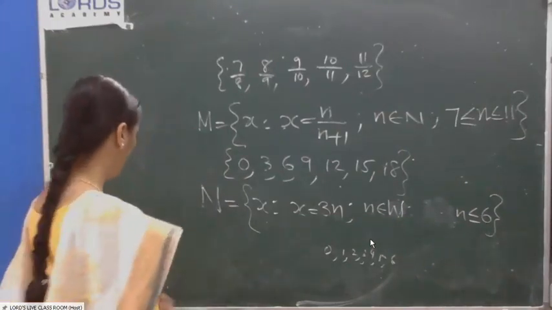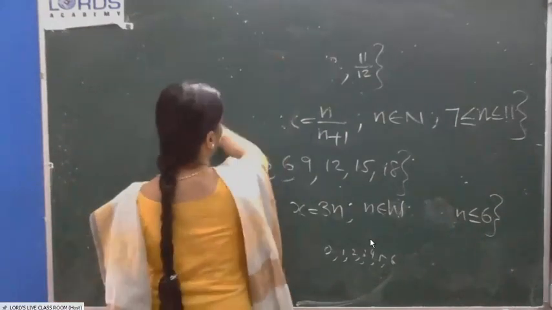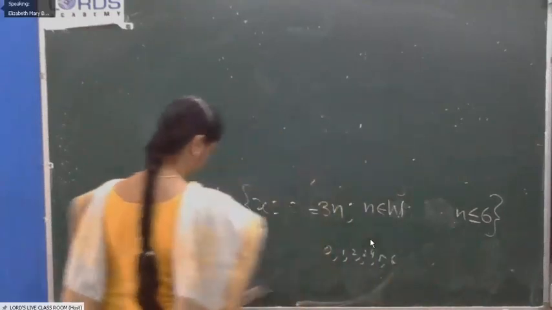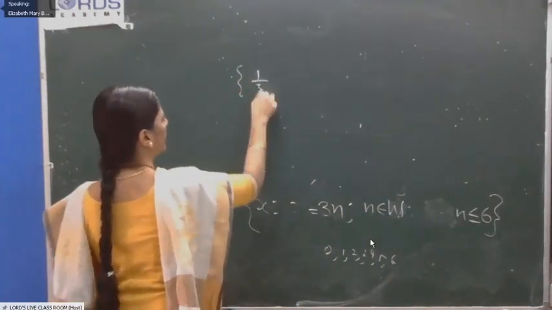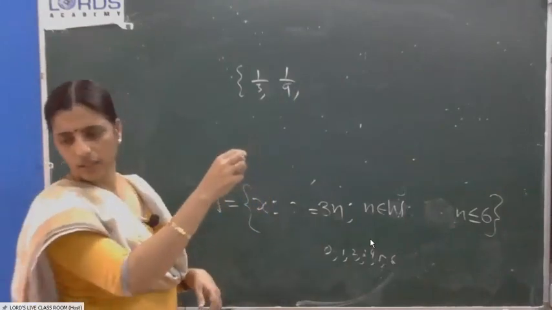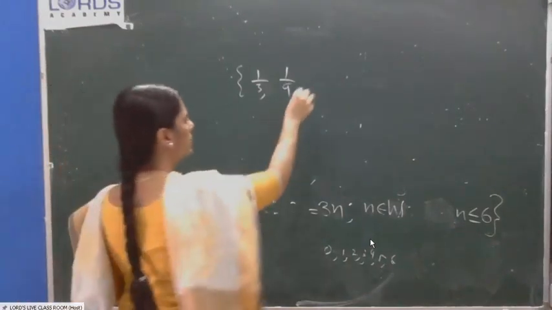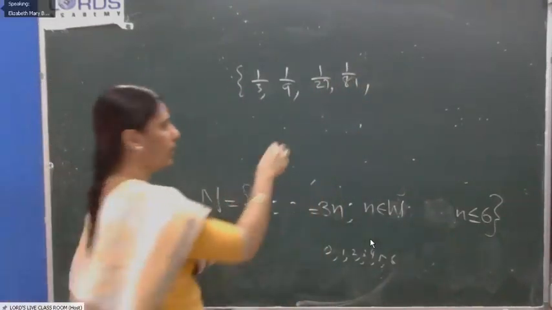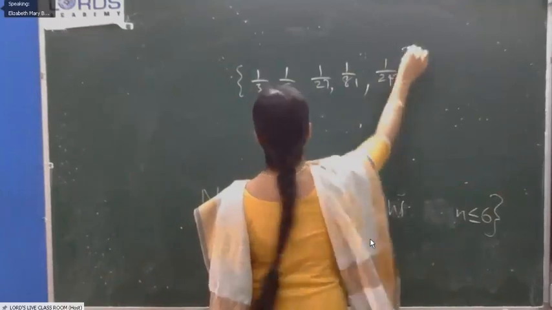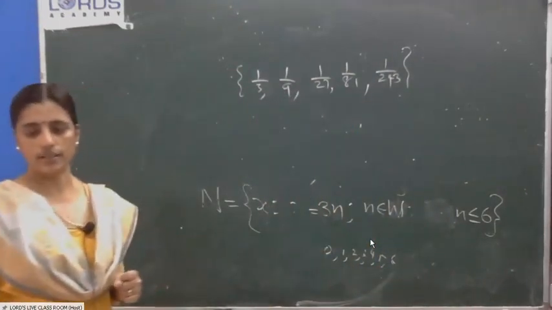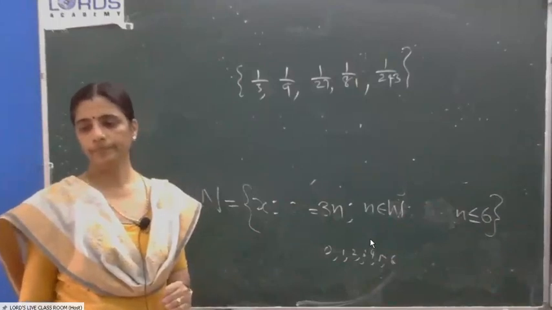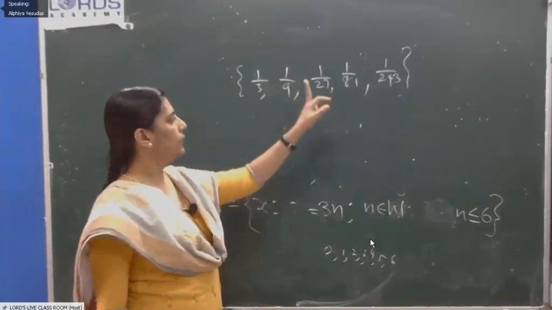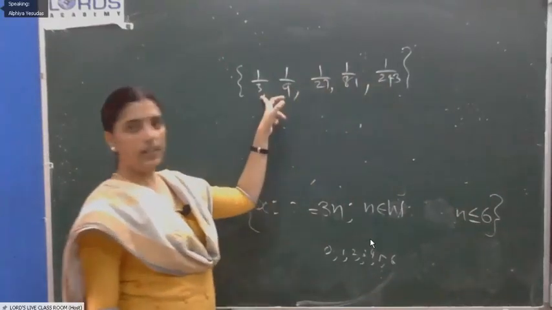1 by 3, 1 by 9. Next question you write. 1 by 3, 1 by 9, 1 by 27, 1 by 81, 1 by 243. First, by getting a set, you just see any speciality is there. 3, 9, 27, 81.